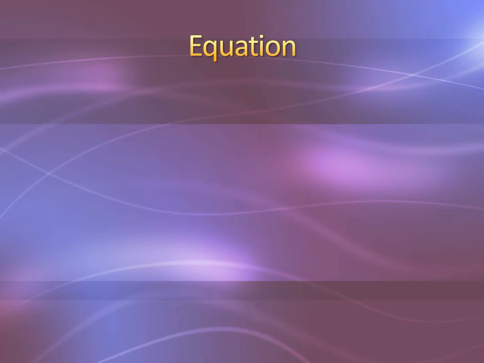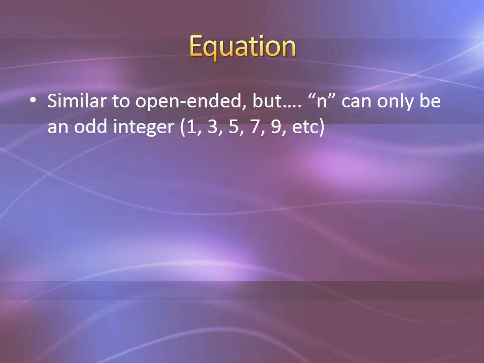All right, so what does that make the equation? It's very similar to an open-ended tube equation, but here n is only going to be able to be an odd integer. And instead of doubling the length, I take 4 times the length.